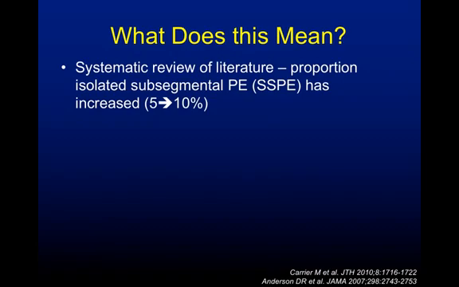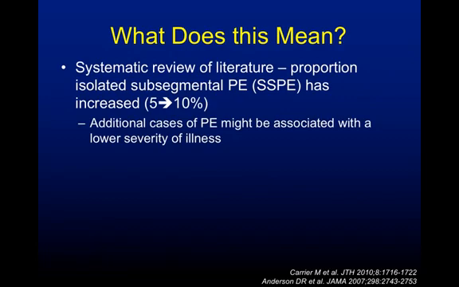What does this mean? Well, a systematic review of the literature showed that the proportion of isolated subsegmental PE has actually increased from 5 to 10%. And the additional cases of pulmonary embolism might be associated with a lower severity of illness.